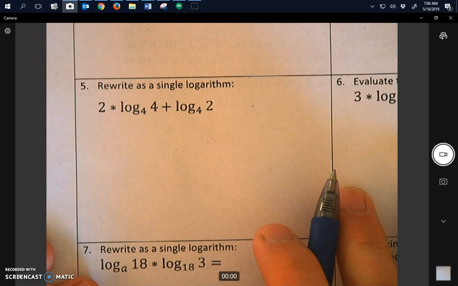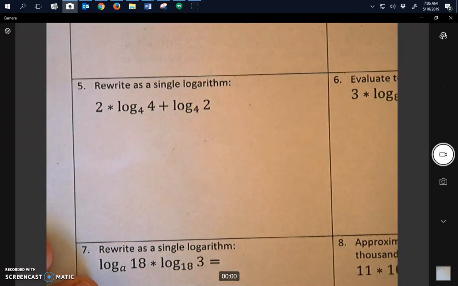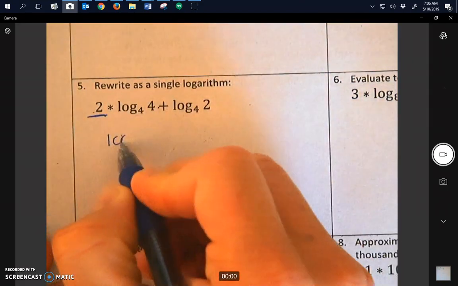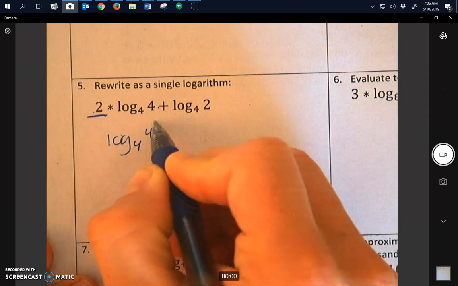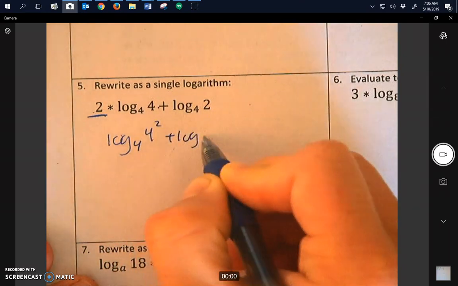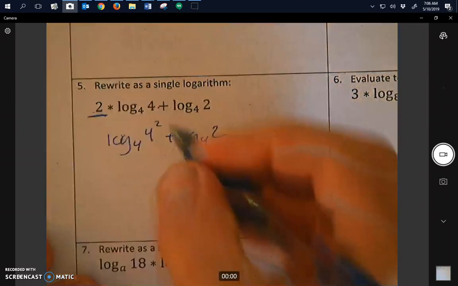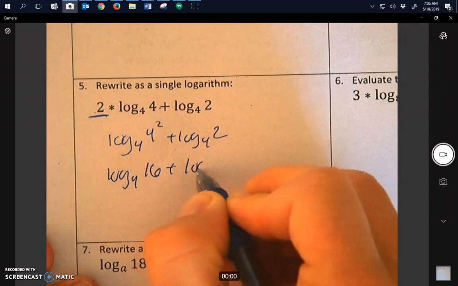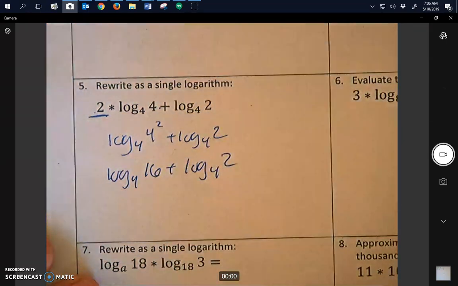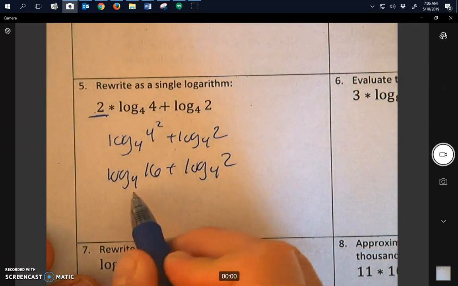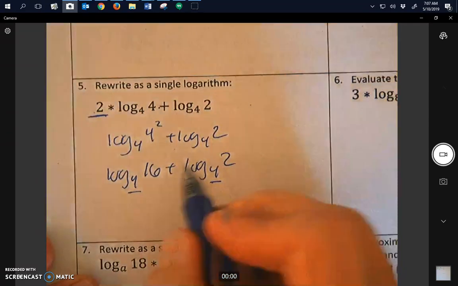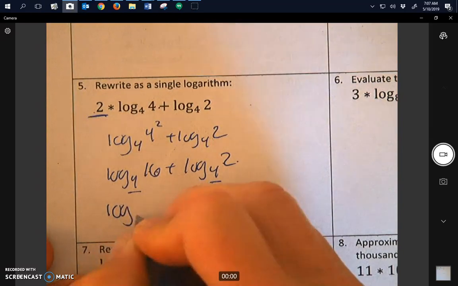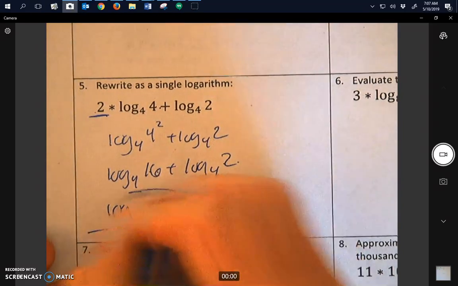All right, rewrite as a single logarithm. So this is where we have to use some properties. One property we can use is the power rule. Bring this 2 inside. So it becomes log base 4 of 4 squared plus log base 4 of 2. 4 squared is 16. And then we have an addition of 2 logs with the same base. That's very important. We can multiply these numbers, so we get 16 times 2, which is 32. So log base 4 of 32. And that's that.